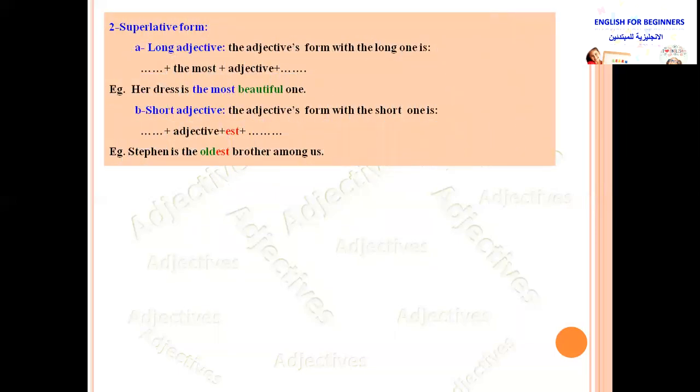Two, superlative form, which is the superlative adjective. Here I have long adjectives and short adjectives. In the long adjective, we have the most plus adjective and then the rest of the sentence. Her dress is the most beautiful one. Here I am giving my opinion at the same time. Her dress is the most beautiful. The most plus beautiful, a long adjective.